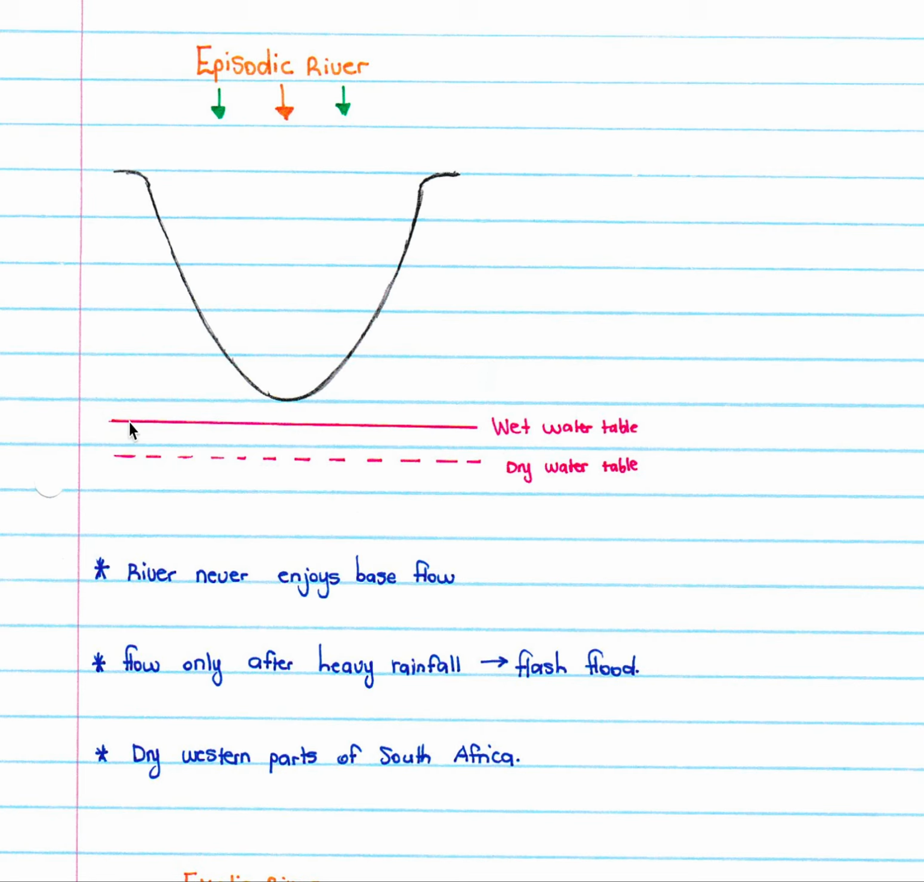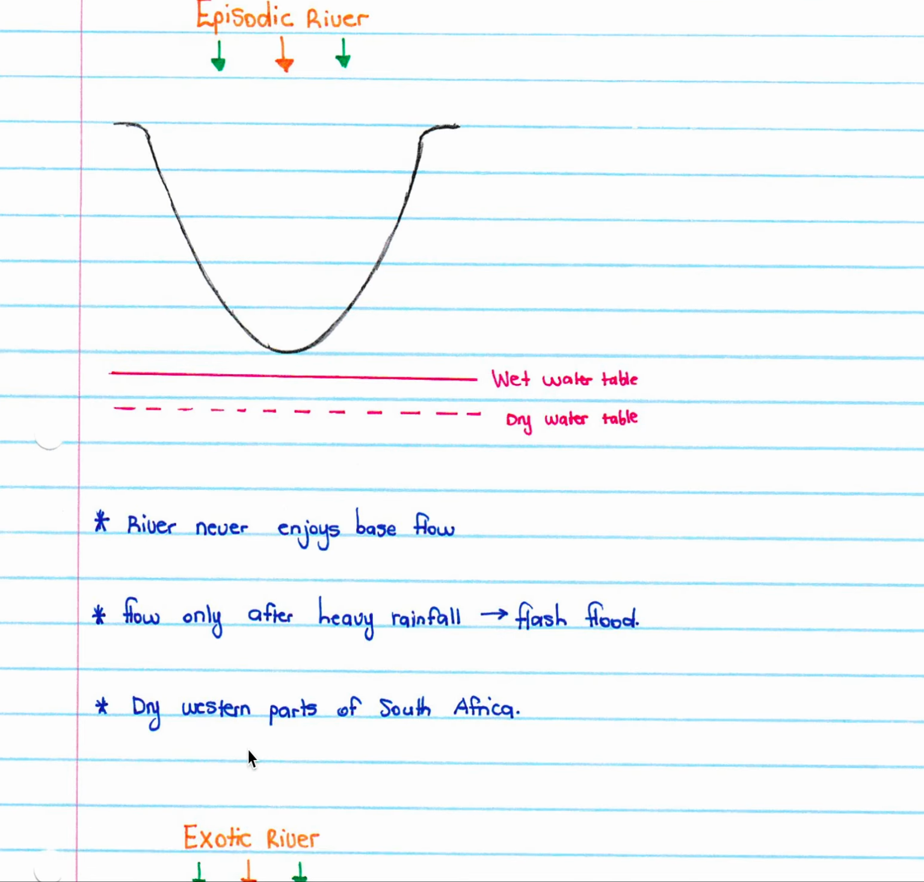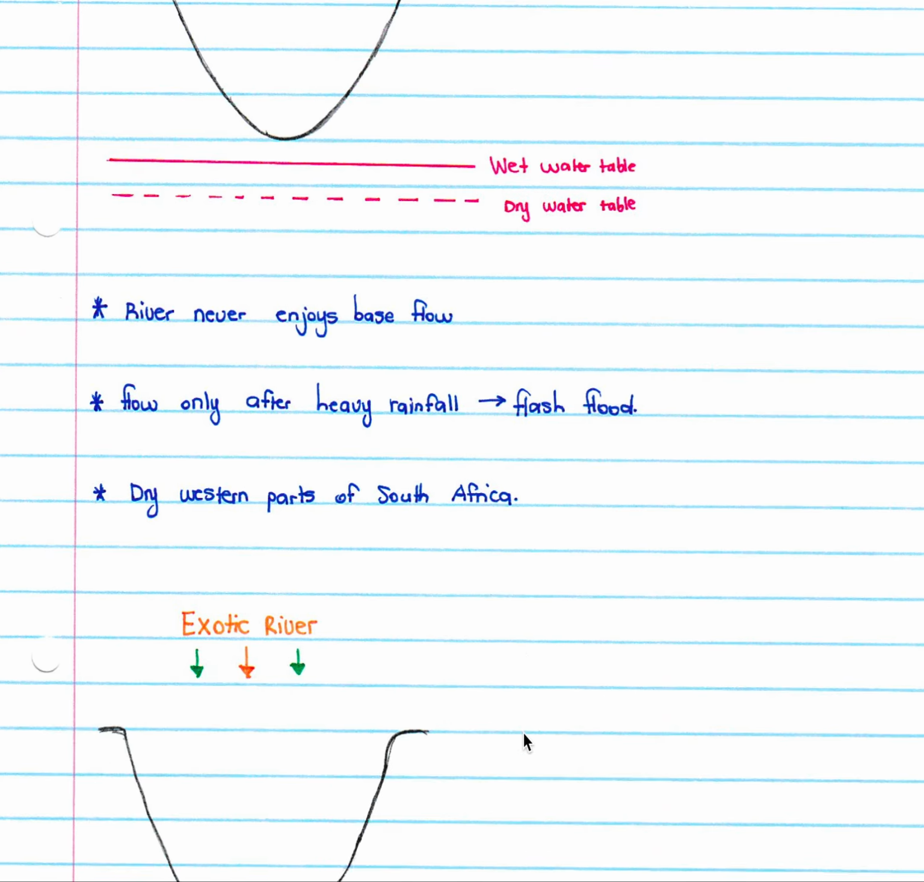We can see in a diagram that the wet season water table is below the riverbed and the dry season water table is below the riverbed. The river does not receive any base flow in the year, and therefore it only flows when there is enough rain in the area to sustain river flow. Many of the rivers in the dry western parts of South Africa are episodic rivers.